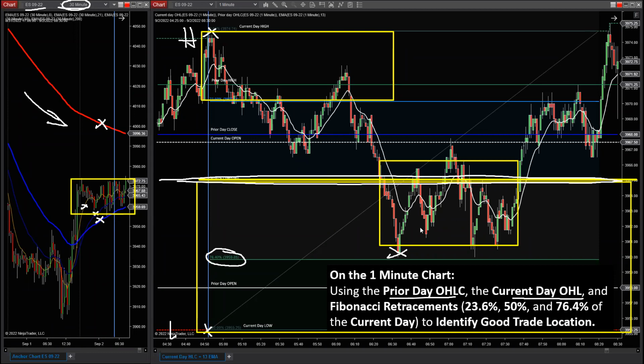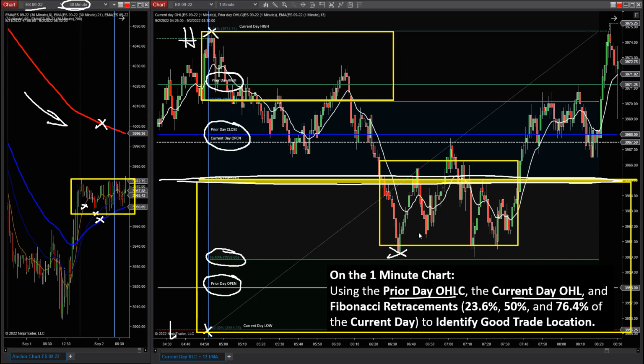If you buy down in here, you're going to have higher reward to risk trades. If you sell up in here, you're going to have better reward to risk trades. Okay. You want the edge in your favor as much as possible. So, the location would be, for example, you got prior day high, prior day close, current day open, prior day open, or the Fibonacci levels.